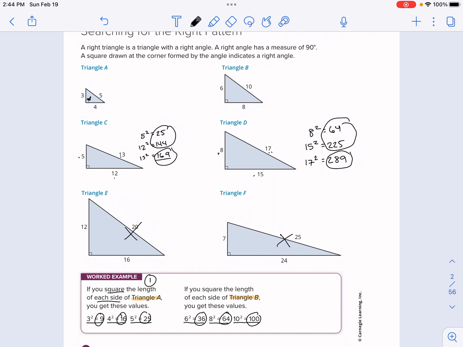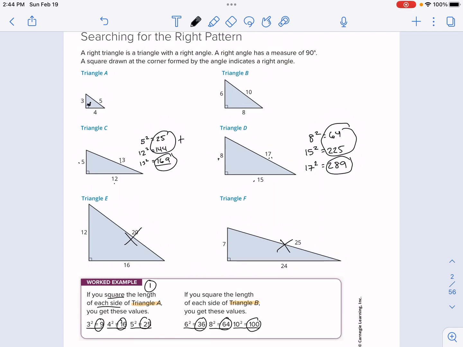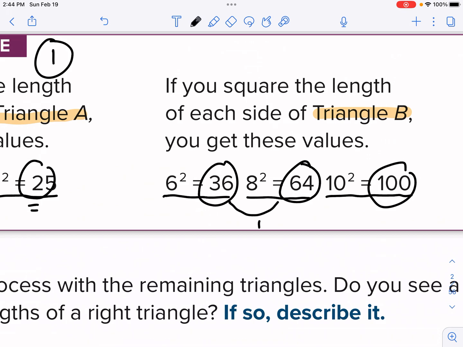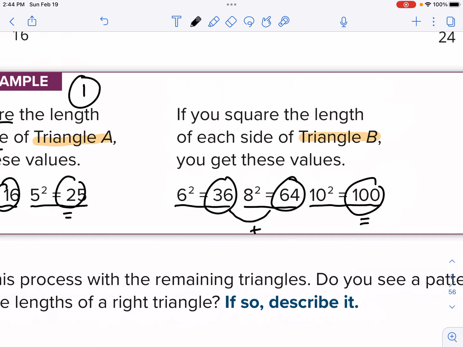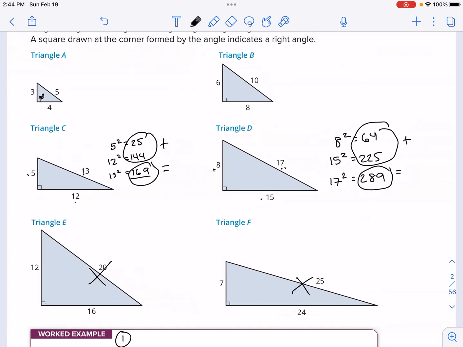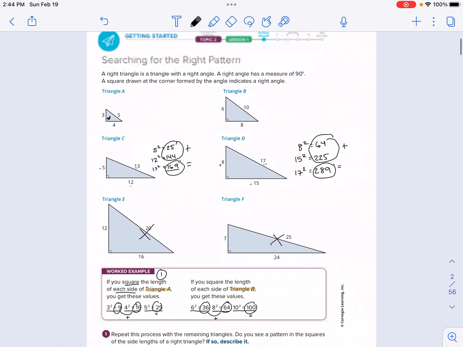Okay. So it turns out that if you add these two squares, it's equal to the last one. So if you add 25 plus 144, it's equal to 169. Let's work with this one. If you add these two, 9 plus 16, it's equal to 25. 36 plus 64 is equal to 100. And even the last one, 64 plus 225 is equal to 289.